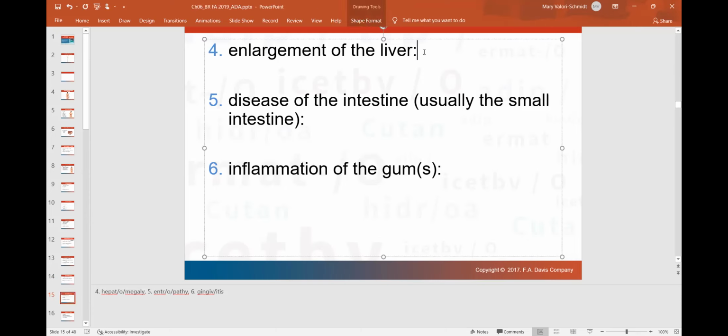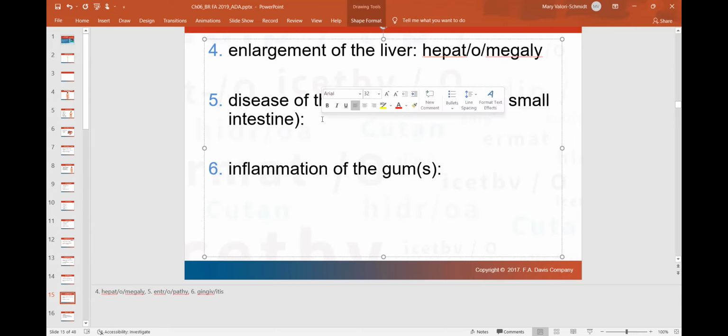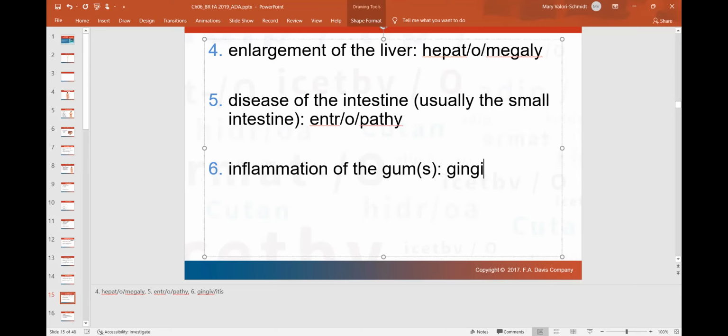Enlargement of the liver. So we know liver is hepato, okay? And then enlargement is megaly, so hepatomegaly. A disease of the intestine, and usually we're talking about the small intestine, entero, and then when something is wrong, disease, pathy or pathos, right? Enteropathy. And then inflammation of the gums is gingivitis, inflammation of.